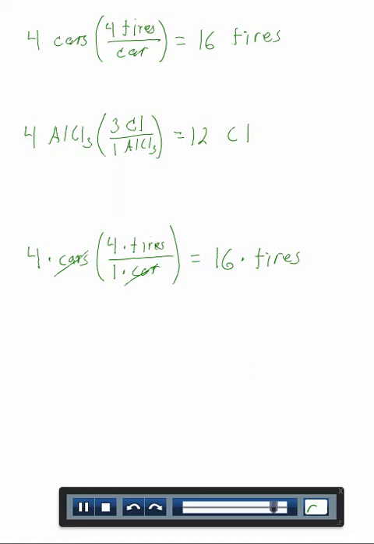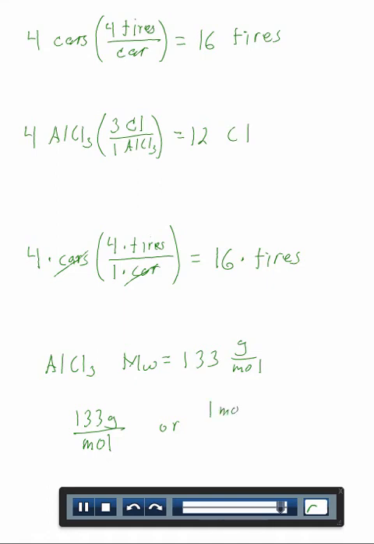So if I'm in doubt of how to do a calculation, like calculating grams from moles or moles from grams, just use the molecular weight. Like aluminum chloride has a molecular weight of 133 grams per mole. So I can use 133 grams per mole, or I can use 1 mole per 133 grams, depending on how I want my units to cancel.